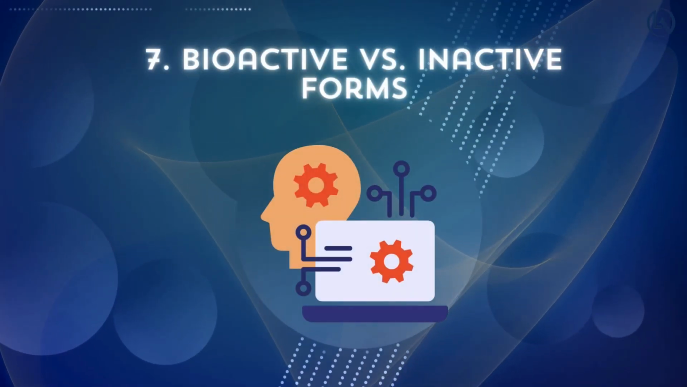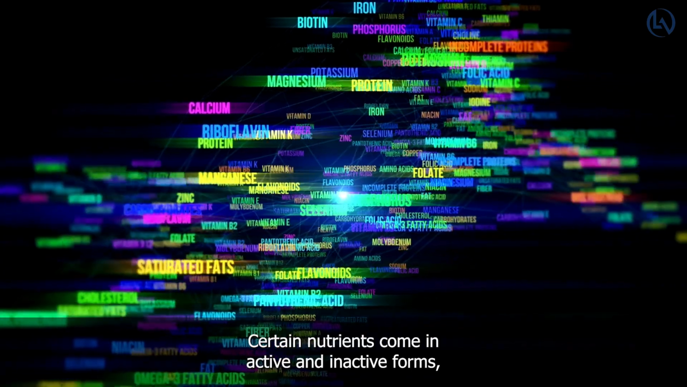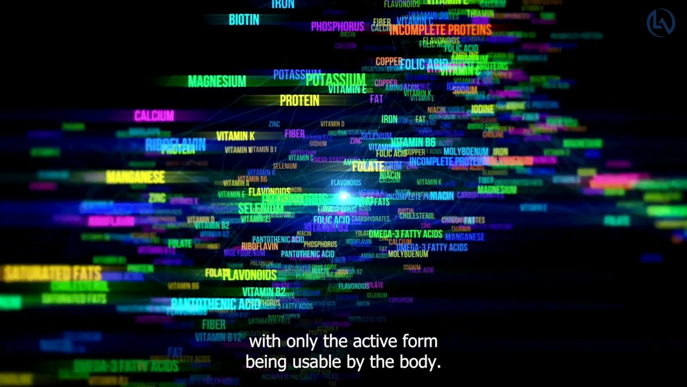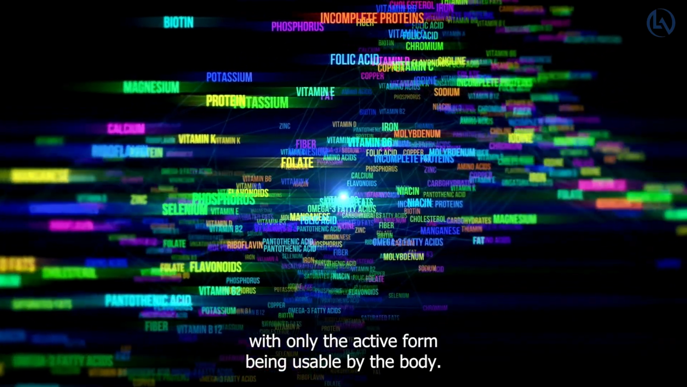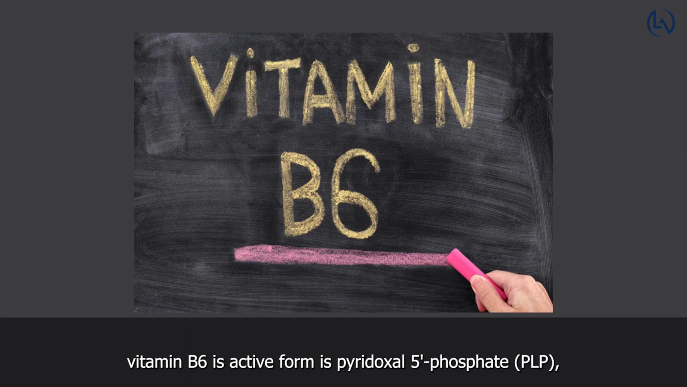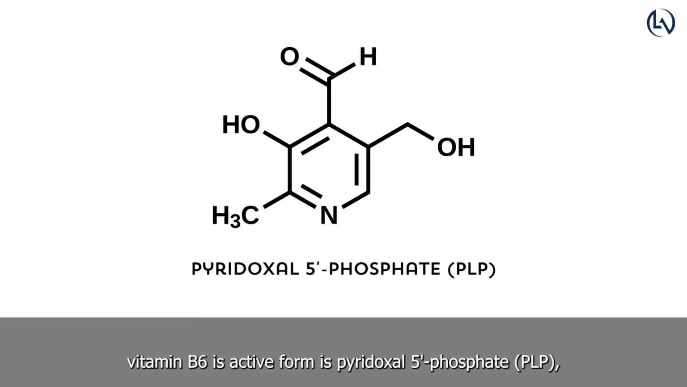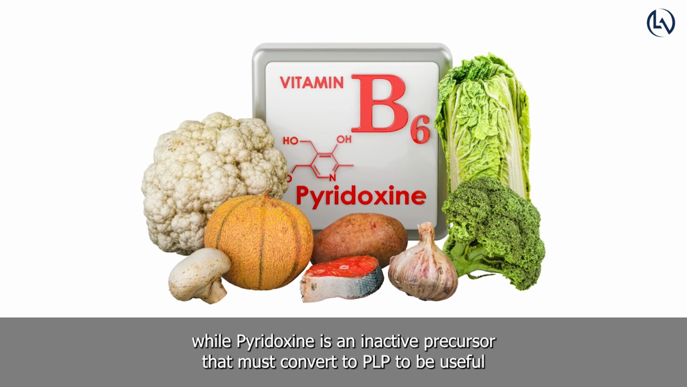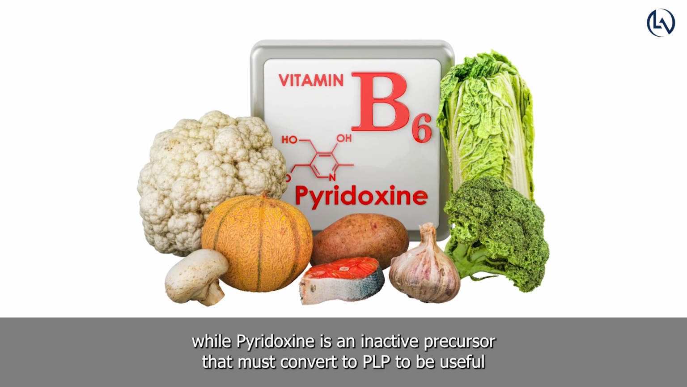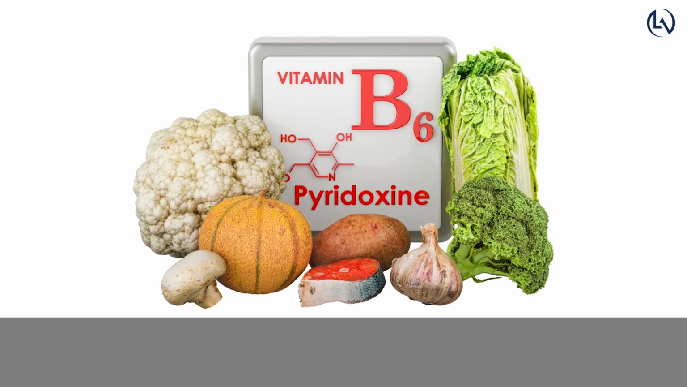Bioactive versus inactive forms. Certain nutrients come in active and inactive forms, with only the active form being usable by the body. For example, vitamin B6's active form is pyridoxal 5-phosphate, PLP, while pyridoxine is an inactive precursor that must convert to PLP to be useful.